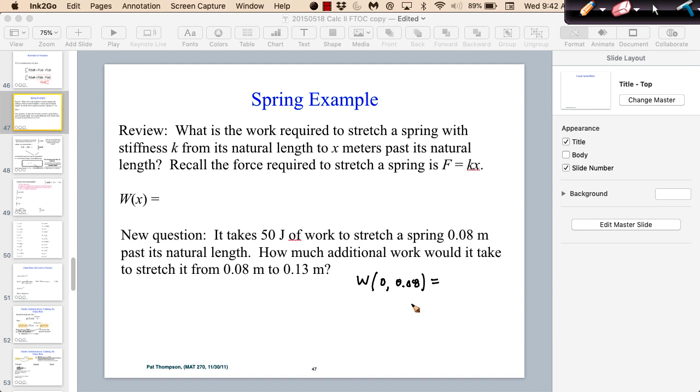The force is constantly changing. Little bits of work at a time, right? I'd have to assume a constant force for a little bit of change of distance. But then as soon as you go a little further, it's another amount of work. So I've got to add up little bits of work in order to do this. How do I write that?